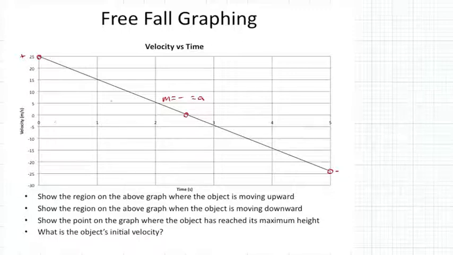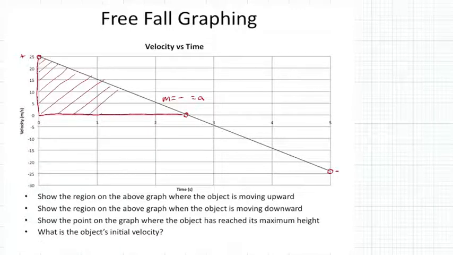Well, that's wherever the velocity is positive. So we've got a starting velocity of 25, and of course it's getting less and less, but these are still positive down to this point. So everything within this triangle right here, and I'll try to make that line straight, and up, all that is positive or upwards motion. All this shaded area right here.